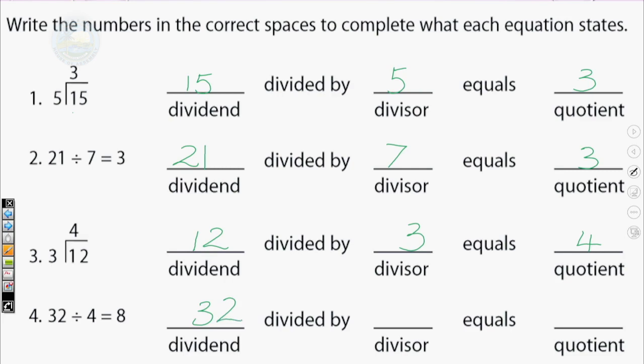Your divisor here, which comes after your division sign, will be 4. And your answer, which comes after the equal sign, or your quotient, will be 8. Hope you got that. Moving on.